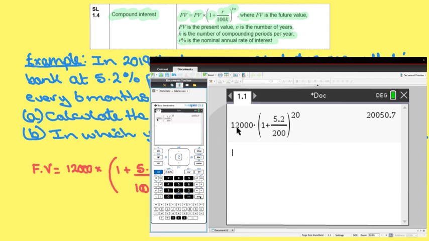So let's write down our future value. So the future value is equal to $20,050.70. Make sure, because we're dealing with money, it is to 2 decimal places.